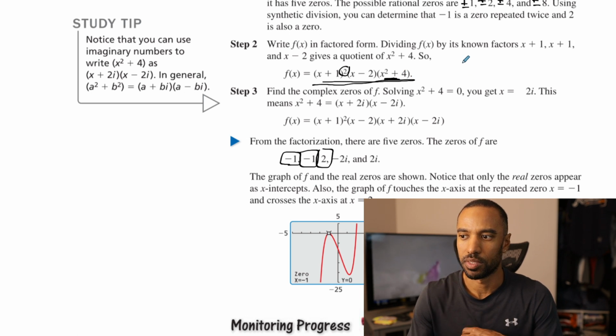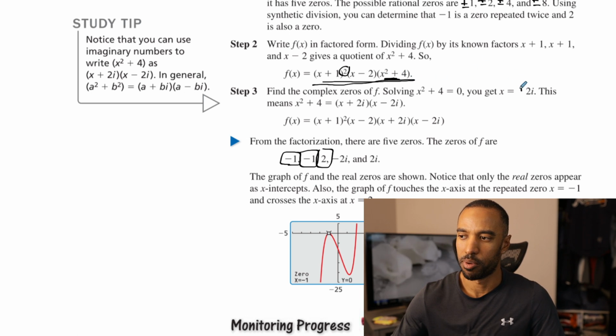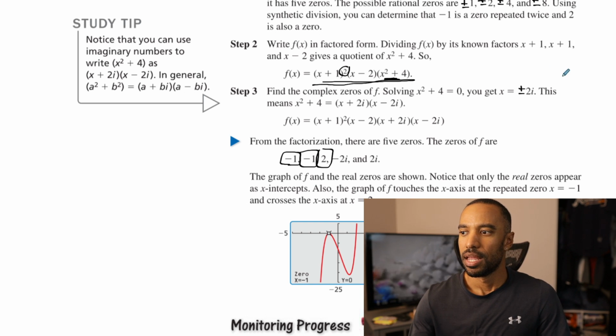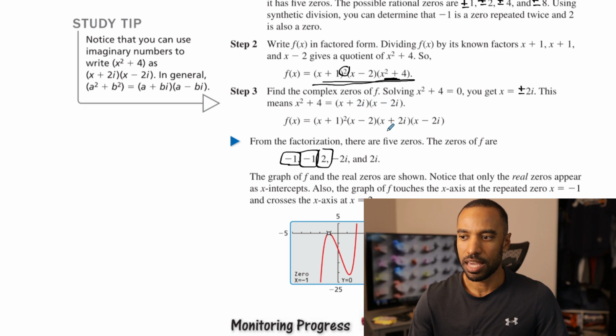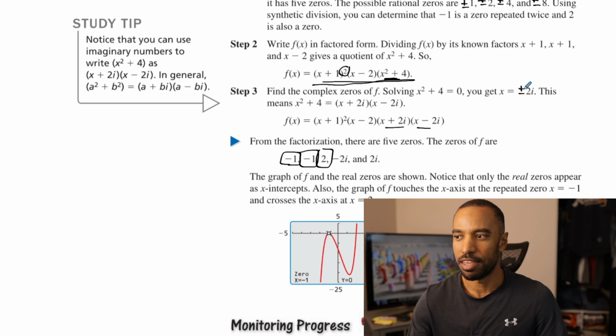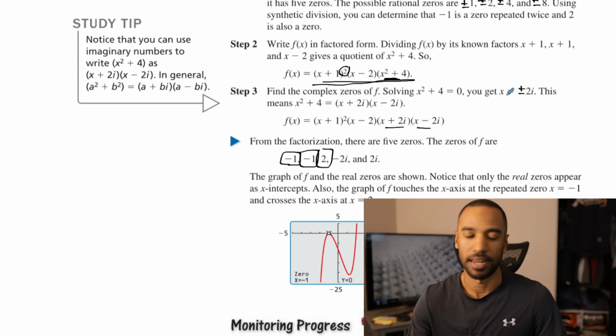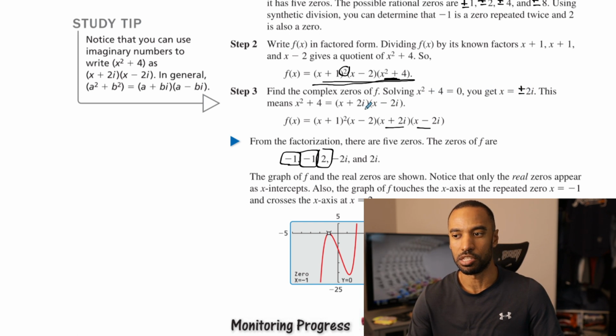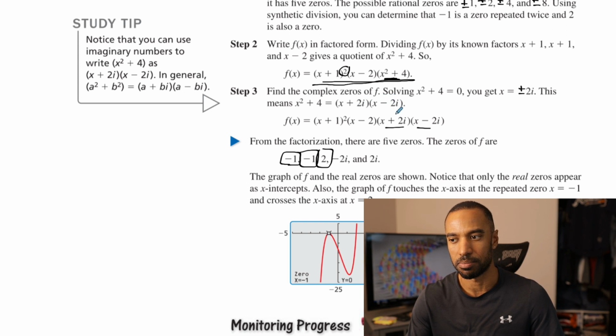You can subtract 4 and take the square root of both sides. You get plus or minus 2i. Now, they are revealing the factored form of that. If you do, of course, subtract or add 2i to both sides again, then that means that these factors can be written as x plus 2i times x minus 2i.